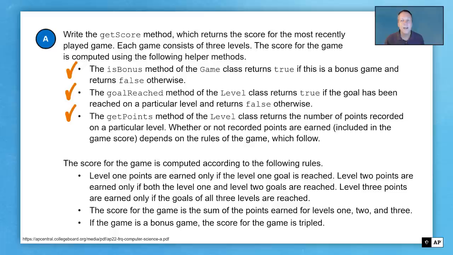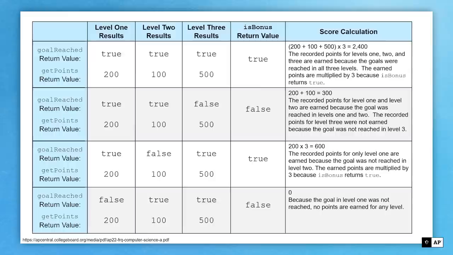So how do we compute the score? Well, it says we're going to use the following rules. Level 1 points are earned only if level 1 goal is reached. Level 2 points are only earned if you reach level 1 and level 2. And level 3 is earned only if you reach all 3 levels. You're going to compute the score by summing up the points earned for whatever levels you earn points for. And then if it happens to be a bonus game, the score is going to be tripled. That's a lot to take in. So let me show you a chart with some examples of what an execution of this method might look like.